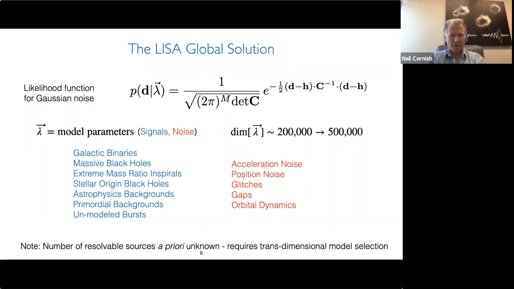Well, while modeling all of the signal components, we also have to model the noise contributions. And so we've got acceleration and position noise contributions on each spacecraft. There might be various kinds of glitches like we see in the LIGO and the Virgo data. There'll definitely be some gaps in the data, so we have to do some kind of infilling of the gaps.